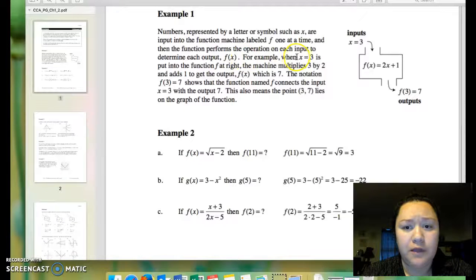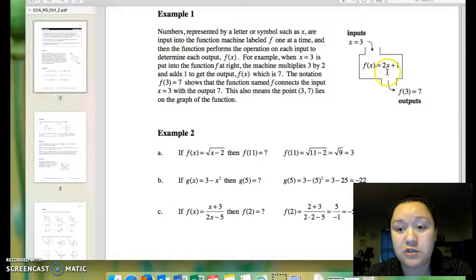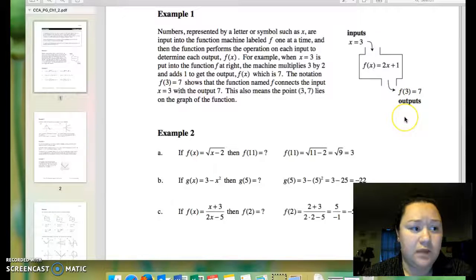So for example, when x equal to 3 is put into the function f at the right, the machine multiplies 3 by 2 and adds 1 to get the output, f parentheses x, which is 7. Okay, so that was a lot. So when I plug 3 into my function, it gets multiplied by 2. So 3 times 2 is 6, and then 1 gets added to that. So 6 plus 1 is 7. So that means when I plug in 3, I'm going to get out 7. And it's saying that my output is 7.